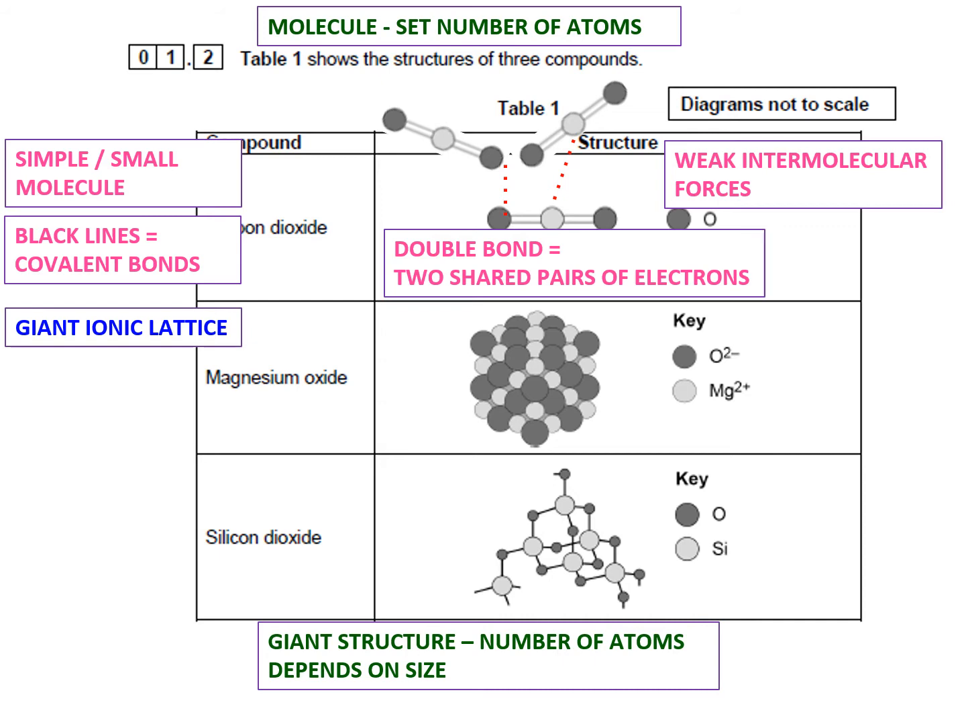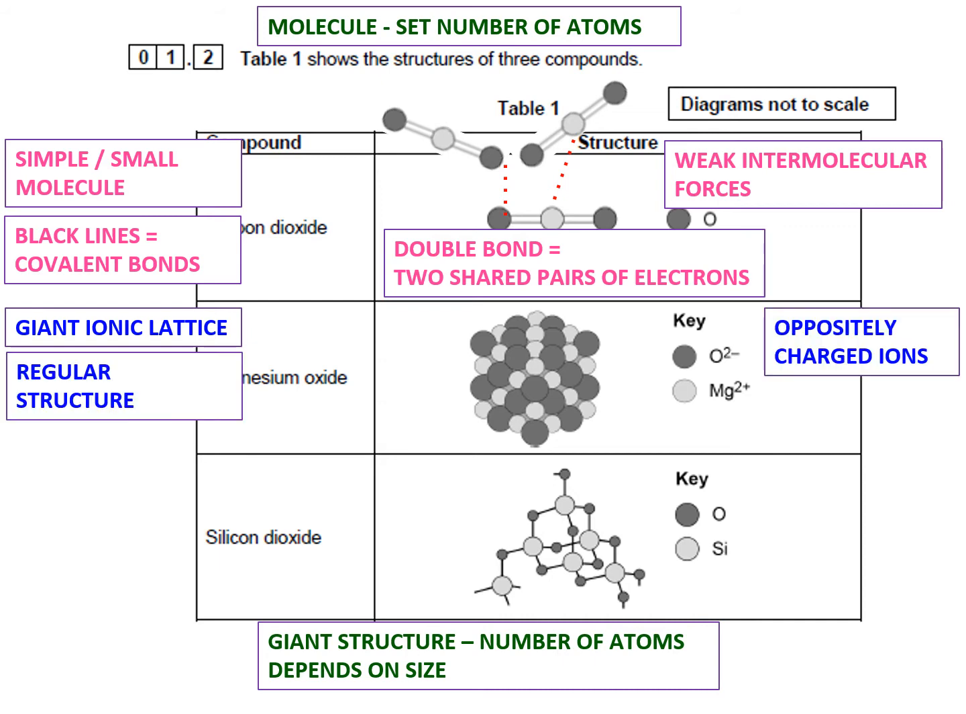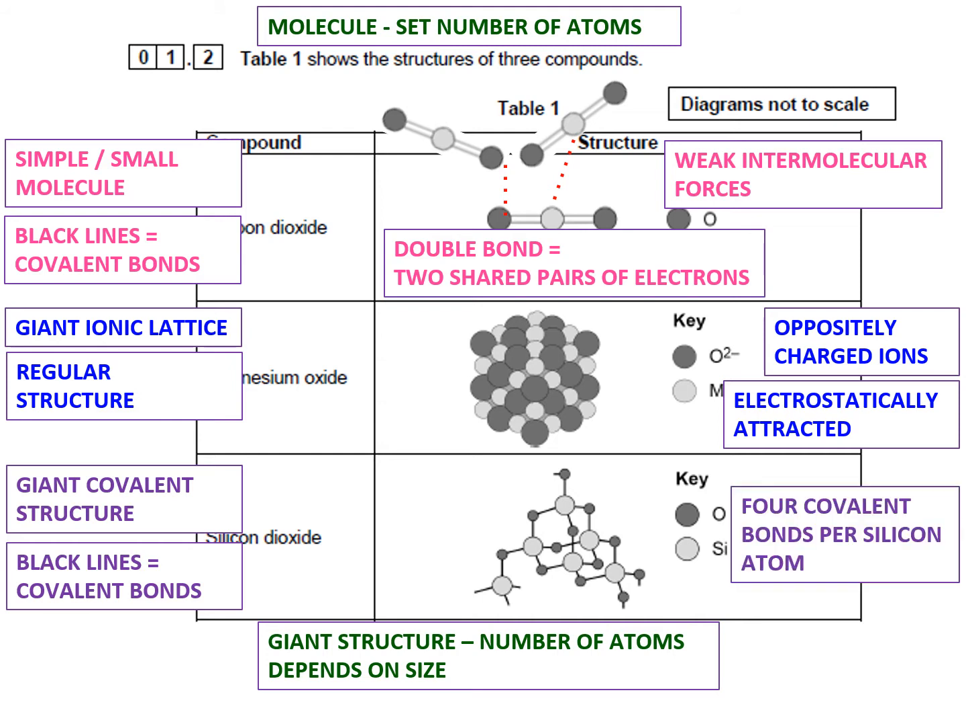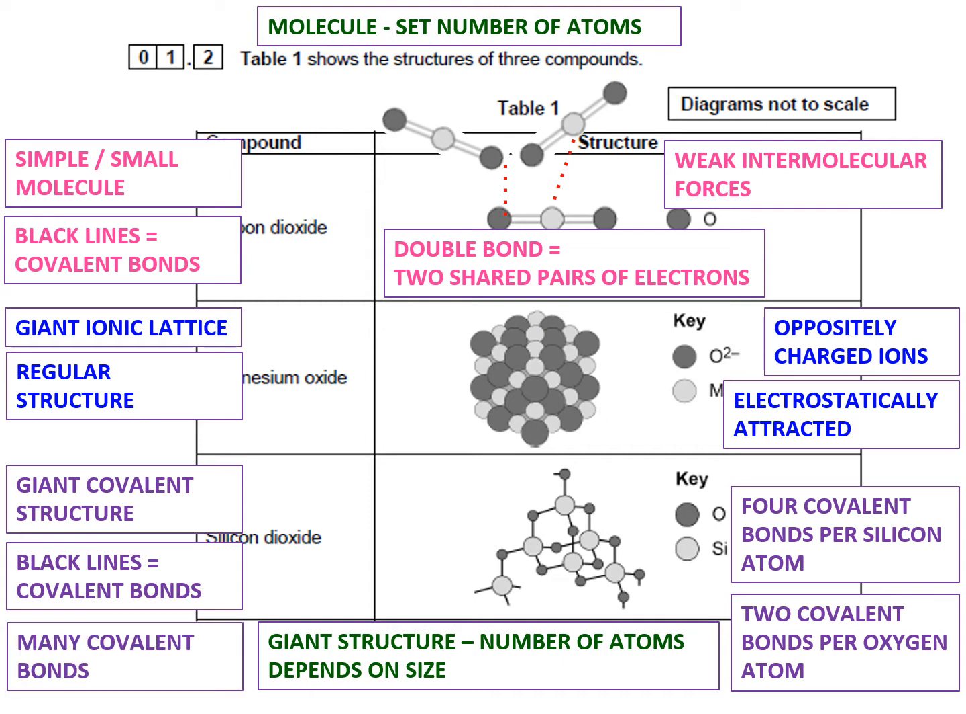Magnesium oxide, metal, non-metal, therefore giant ionic. Regular 3D structure between positive and negative ions, therefore electrostatic attraction. And finally, silicon dioxide, remember the one that looks like diamond, giant covalent bonds within our giant structure. 4 covalent bonds for every silicon and 2 covalent bonds for every oxygen. So not quite as strong as our diamond structure, but sand, silicon dioxide, is still a giant bond structure.